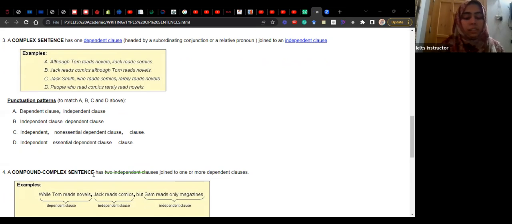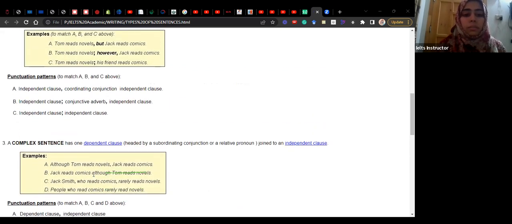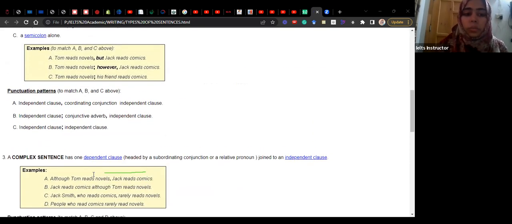But that is a bit difficult at this stage. So I will just recommend you to use compound and complex sentences in your essay or in whatever you are writing. That will definitely help you to increase the word count. For example, if you need to write a sentence in your essay that Tom reads novels, that is fine. Tom reads novels, that's good.